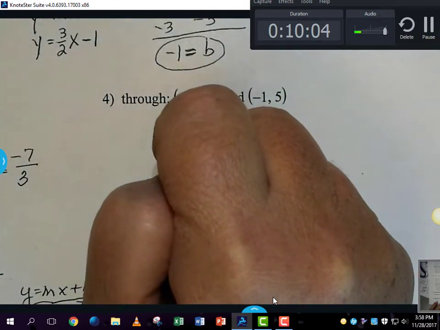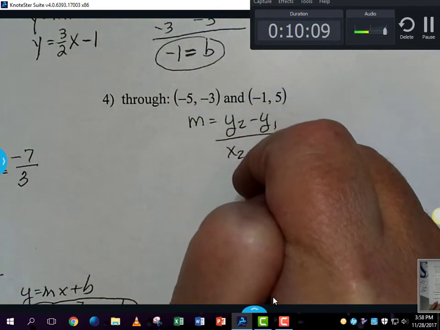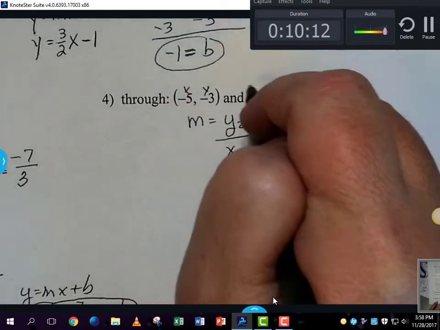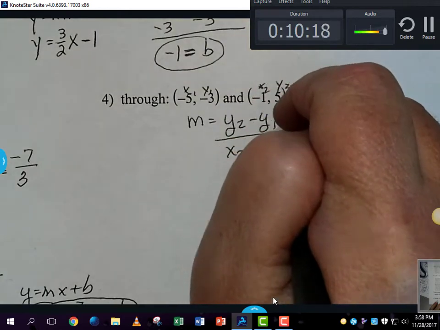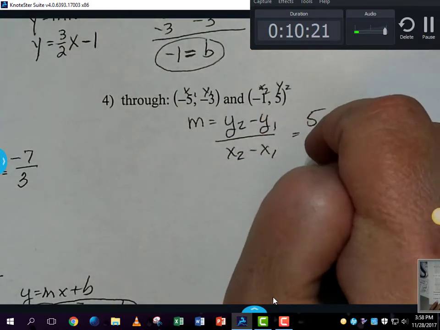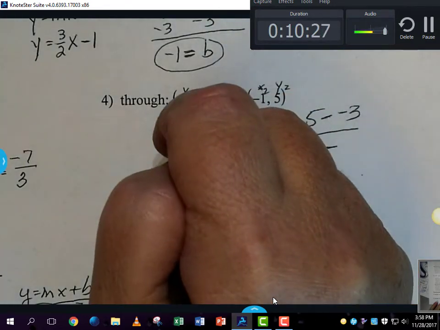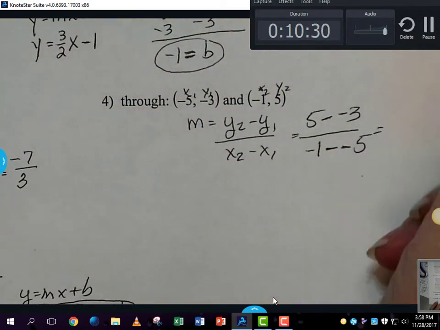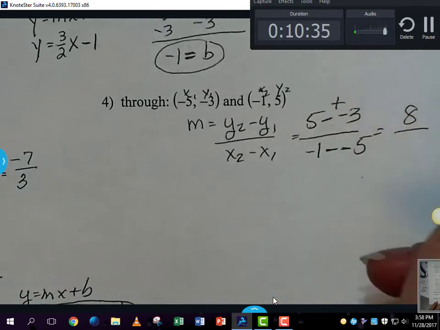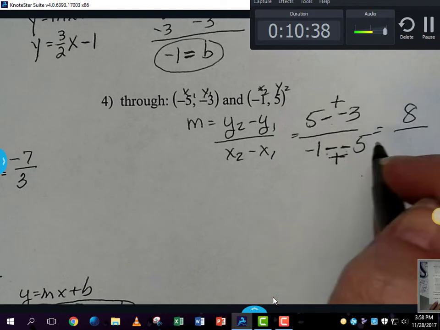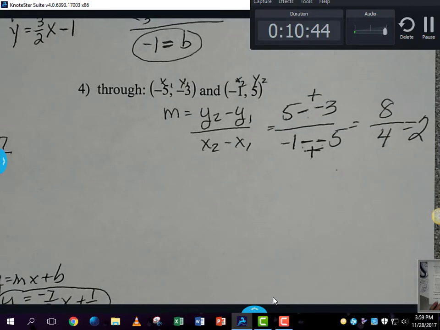I have m equals y sub 2 minus y sub 1 divided by x sub 2 minus x sub 1. I have x, y, I have my 1s, I have my 2s. So I'm going to have 5 minus negative 3 divided by negative 1 minus negative 5. When I subtract a negative, that's really adding. So 5 plus 3 is 8. Divided by, when I subtract a negative, that's really adding. So negative 1 plus 5 is 4. The slope is equal to 2.